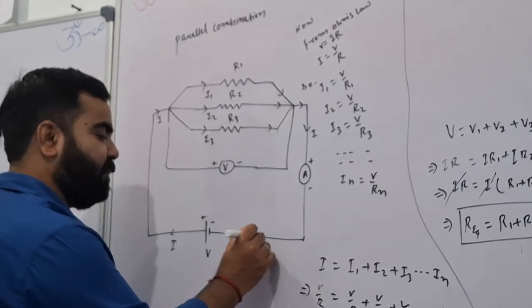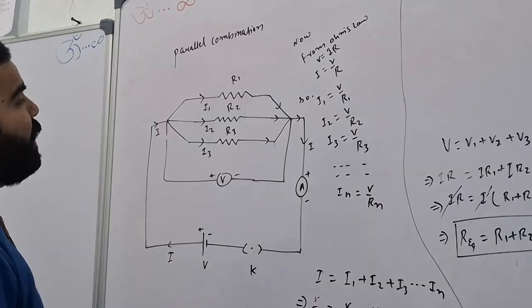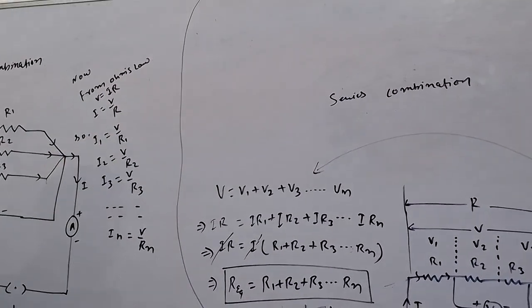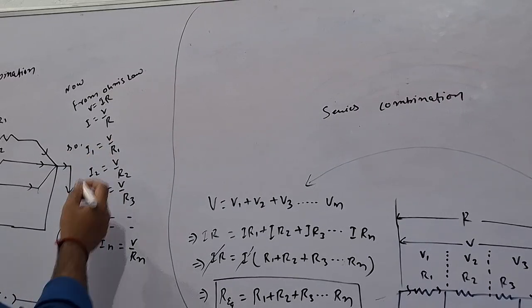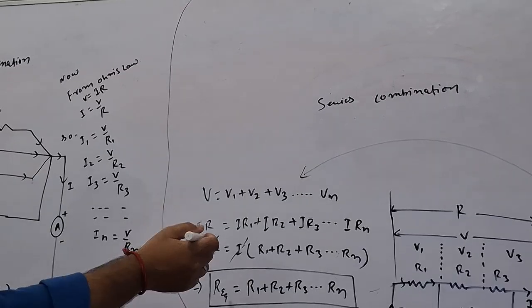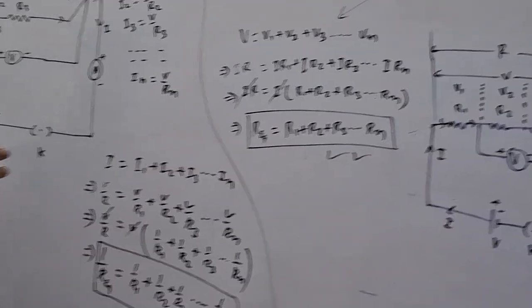Now Ohm's law, V is equal to IR. So I is equal to V by R. I1 is equal to V by R1, I2 is equal to V by R2, I3 is equal to V by R3, and so on. In is equal to V by Rn for n resistances.